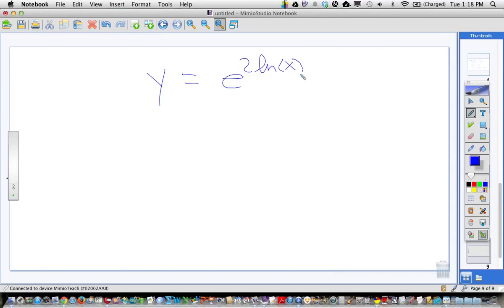They say, which of the following is the graph of that? Well, you look at that and you go, I have no idea what the graph of e with an ln is, and who knows what that is? I know what e to the x looks like. I know what ln x looks like. I have no idea what that is.